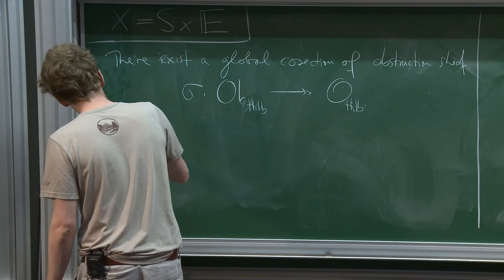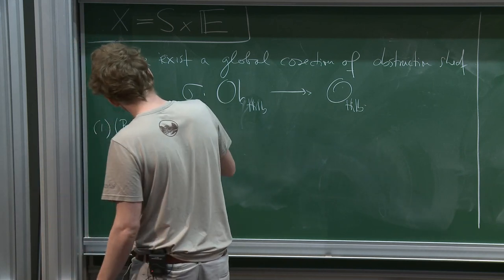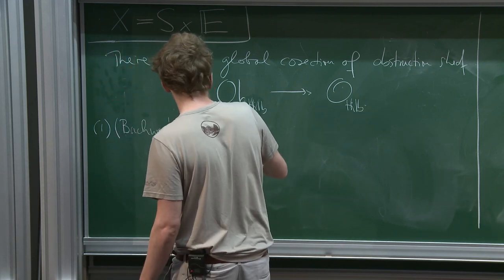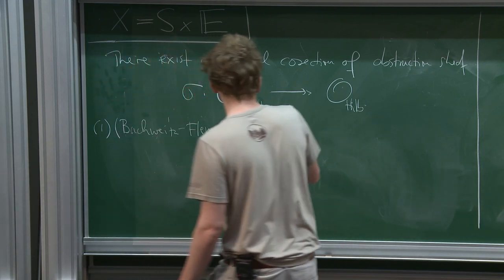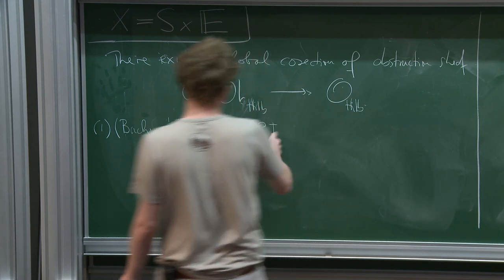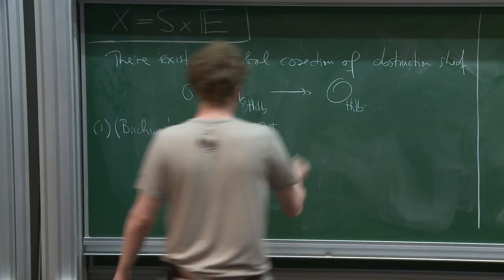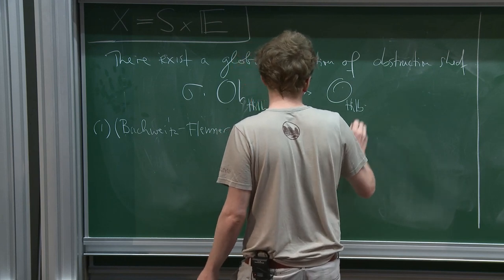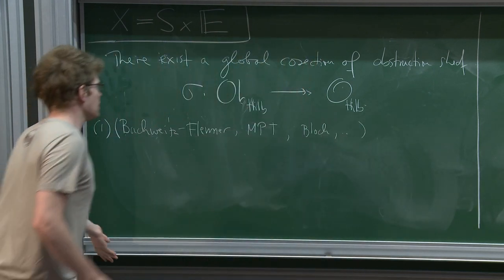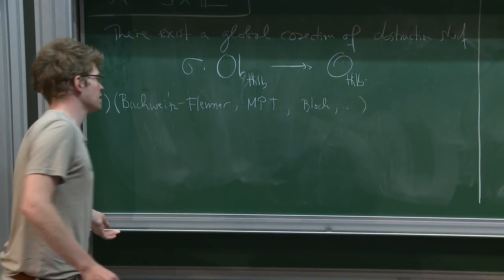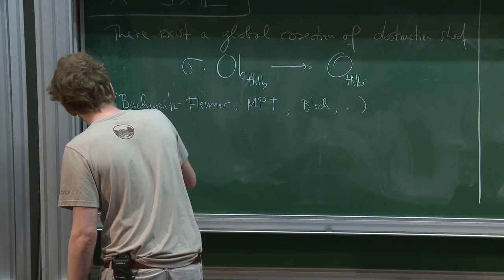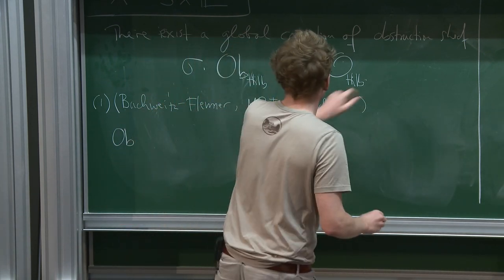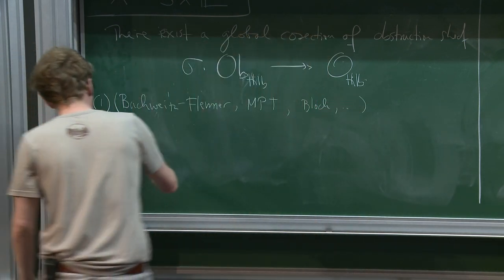The first one really goes back, I think, to Buchweitz and Flenner, the semi-regularity map. Then there's also some work by Maulik, Pandharipande, and Thomas, and even farther back you can trace this to Bloch and so on. The idea is as follows: what do we have to do? We have to find a map from this obstruction space to a trivial sheaf.